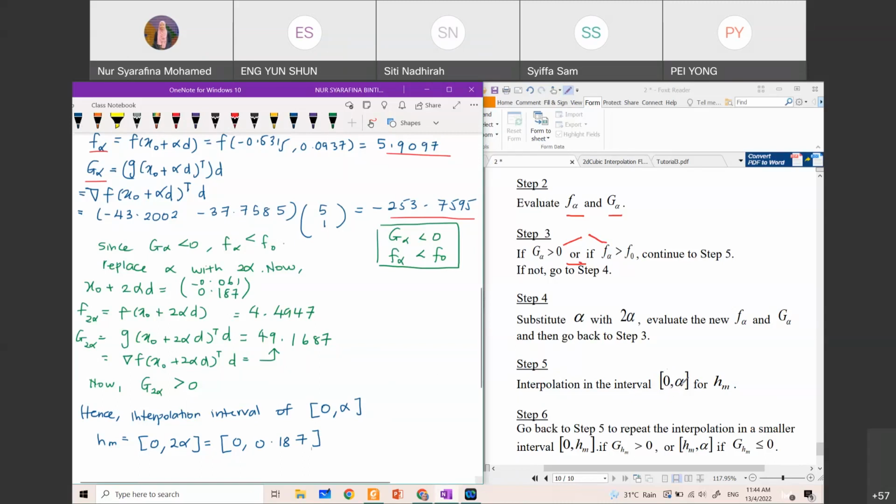The interpolation interval is 0 to alpha, but in this case alpha cannot be used because we met the condition G alpha less than 0. So we double the value, 2 alpha. Now this alpha is actually 2 alpha, 0.187. All right, clear up to this point? So now what's next?